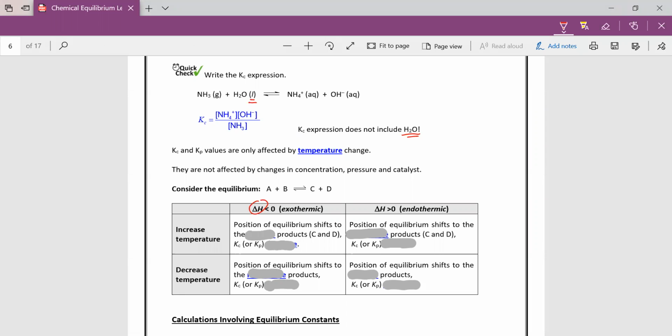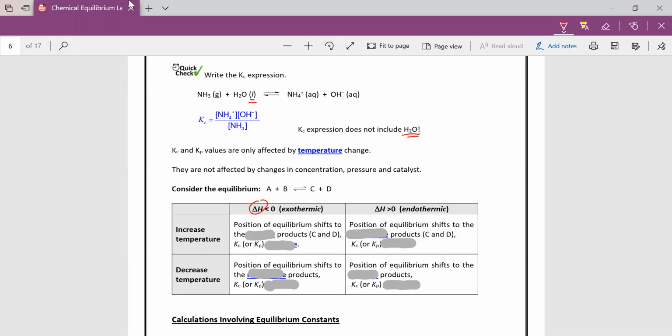Okay, so for our Kc expression, notice that the expression itself does not include water, because water is in the liquid phase. Liquid and solid, remember, if they are in a heterogeneous equilibrium, they will not be included in our Kc expression.